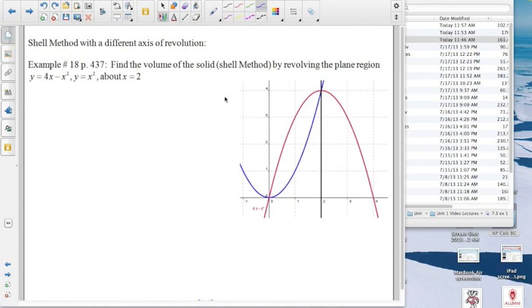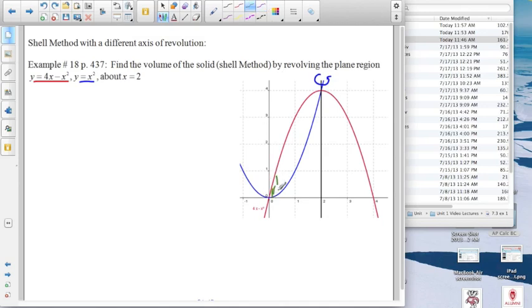For this last method, we're going to rotate about a line parallel to the y-axis, but we're going to offset it. We're going to rotate about this line here, x equals 2. We're going to rotate the intersection of these two quadratics, the red quadratic being 4 minus x squared, and the blue quadratic being x squared. When we look at the intersection here, we're looking at this green region.